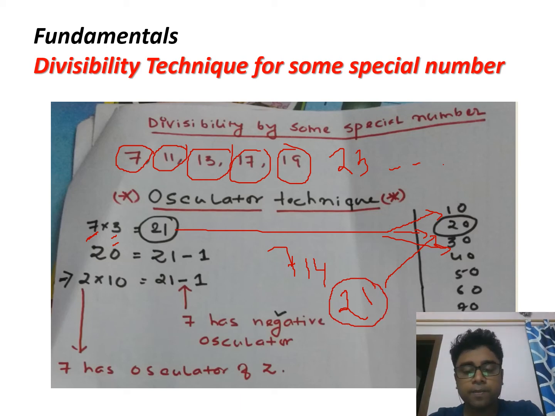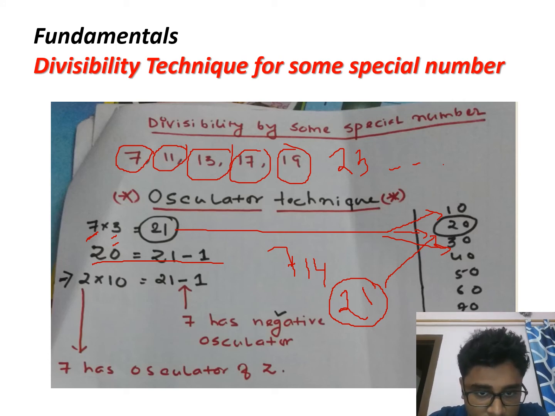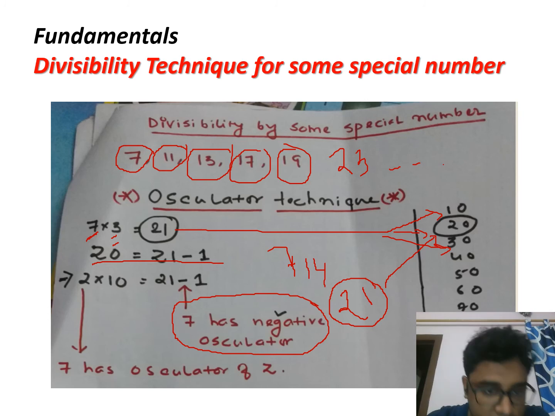How to achieve 20 from 21? That is 21 minus 1. As we are achieving 20 by reducing 1 from 21, that is why it is a negative osculator. That is, 7 has a negative osculator and the osculator is 2.